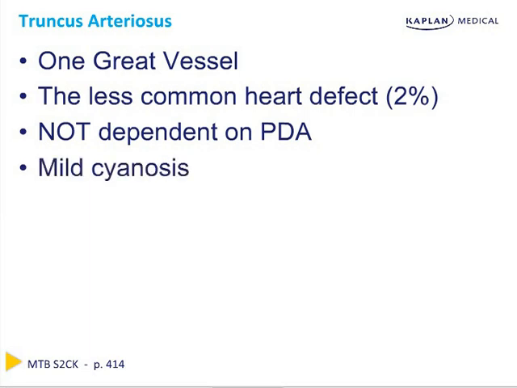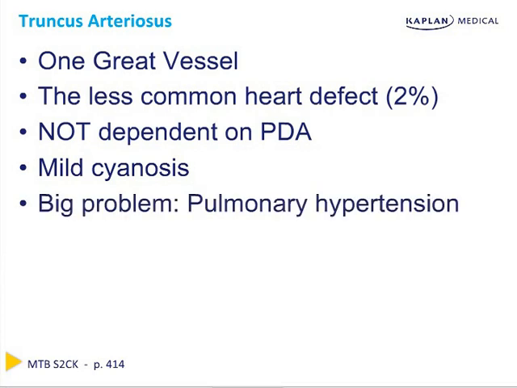And the cyanosis in truncus arteriosus is actually mild. Because they have a mixed pool of blood that's going to the whole system, they don't develop the cyanosis as prominently as you see in things like transposition of the great vessels or even in TOF. The big problem in truncus arteriosus is pulmonary hypertension.